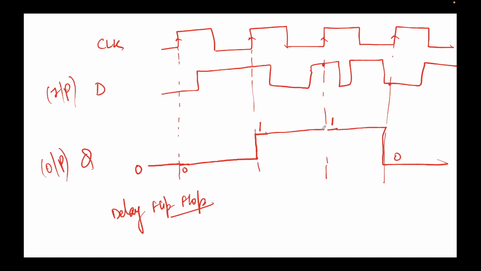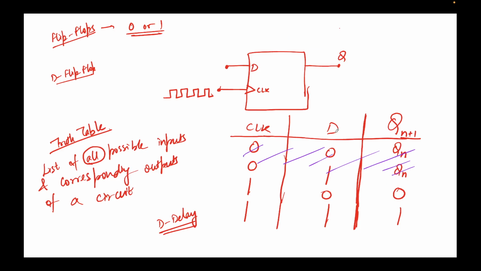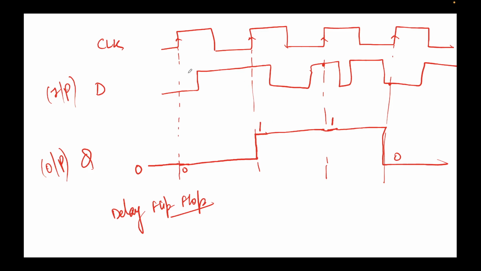But what I want to emphasize is that based on this truth table, the bottom 2 rows especially, when the clock allows, the output will be exactly the same as the input at that point. So you can see if the input was 0 over here, the output was also 0. If the input was 1 at this clock edge, the output was 1. If the input was 0 at this clock edge, the output was 0. And that's how a delay flip-flop or D flip-flop operates.